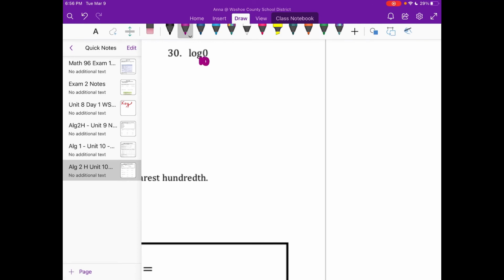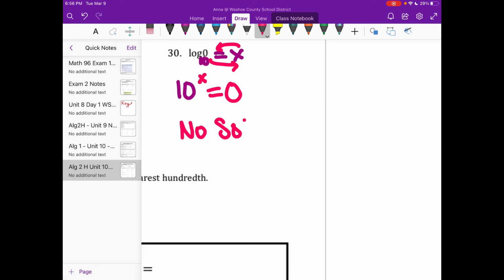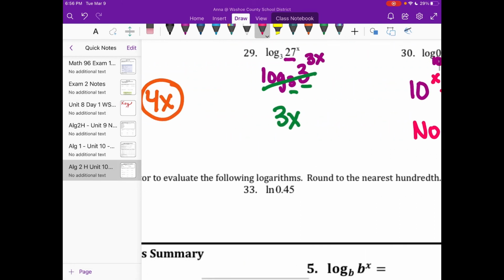Number 30, let's go ahead and put that 10 in. That's a log base 10. And let's keep our base the same. So keep that as 10. And base stays base, other two switch places. So the x is the exponent, equal to 0. Okay, could I get anything equal to 0 by raising it to a power? That is a no. So this would be a no solution because that doesn't work. And that's okay. Sometimes we get those.